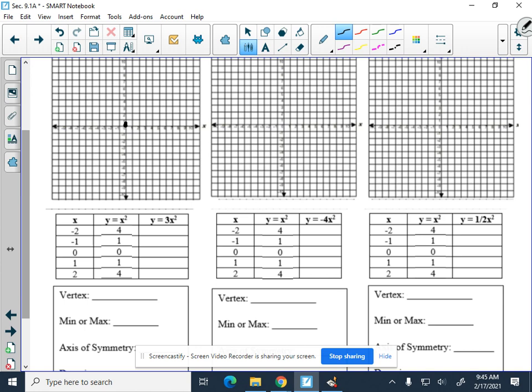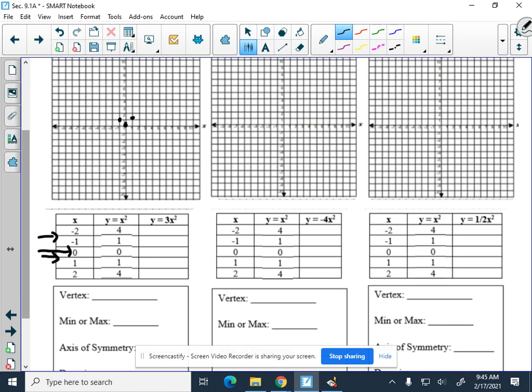So I'm going to go through and I'm going to put 0, 0. That's that point. That's going to be our vertex. Then I'm going to go over 1 and up 1, left 1 and up 1. That's the -1, 1, positive 1, 1. I don't want to go too fast. Do we have any questions on what I'm doing there? So all I did is graph those 3 points.